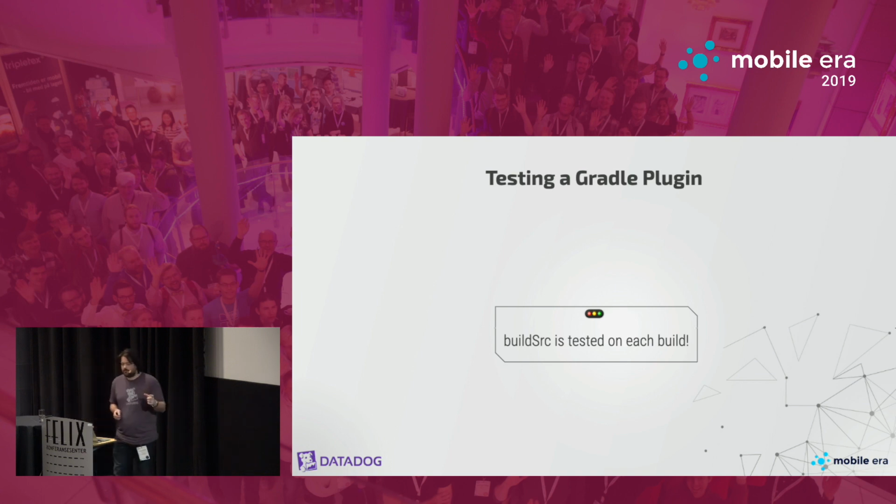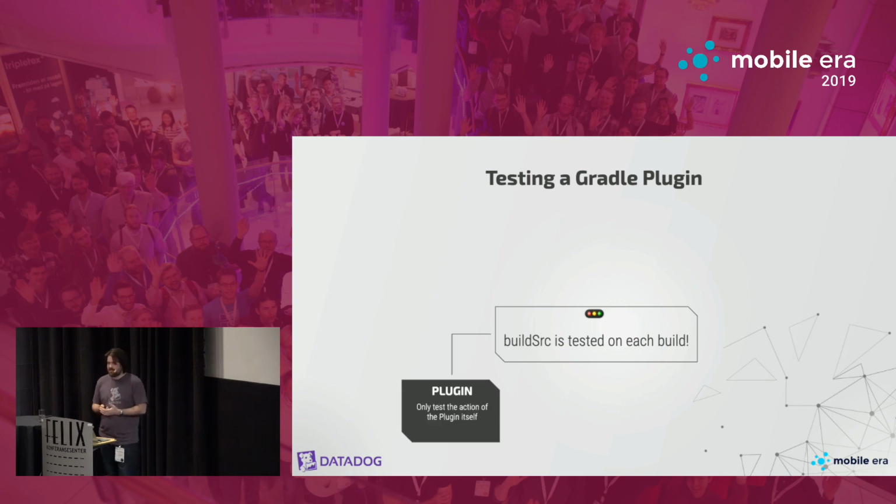So in many CI online nowadays, you are going to generate a VM or a container, and you're going to build your project from scratch. So if your build source tests take a long time, this is going to increase your build time on your CI server. So what can you do to test your Gradle plugin? Well, first of all, you're going to look at the plugin itself, which is test the actions that the plugin does, which is create the task, create the extensions, link them, and configure them.